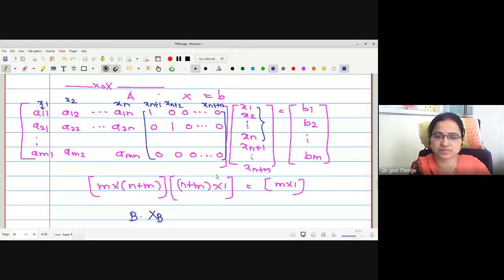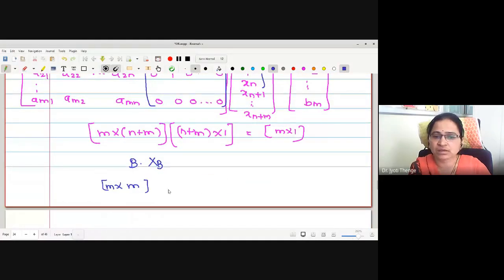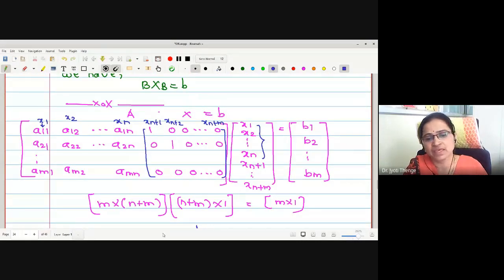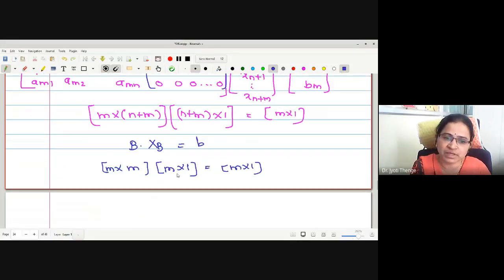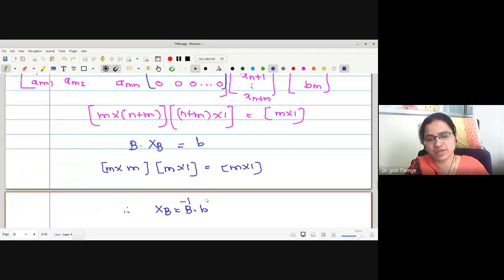Therefore, this is BXB. What is the order of XB? No doubt, m variables we will select, and one column. And this is nothing but small b again, which is of the order m cross 1. Correct? B is a submatrix of A, XB is a submatrix of X, where BXB constitutes b again. Right? Therefore, whenever BXB is equal to b, what will be my XB? Is it B inverse b?